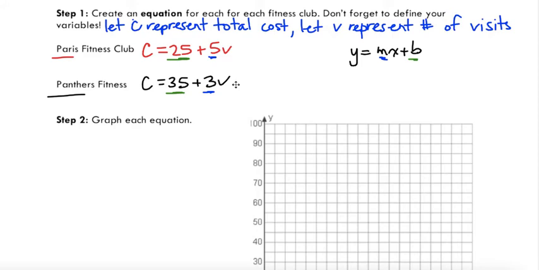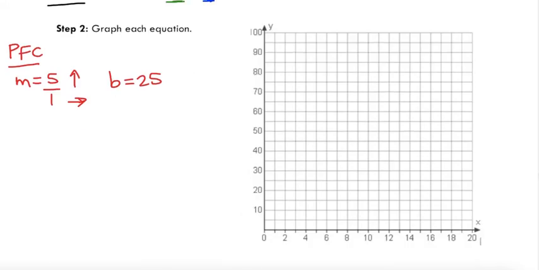Okay, so for Paris Fitness Club, I'm going to use the red, so PFC. My slope is 5, or 5 over 1. Remember, this means I go up 5 and to the right 1. And my y-intercept is 25. So let's go ahead and plot that. I have to look at my scale. My x is going to be the number of visits, and my y is going to be my cost.